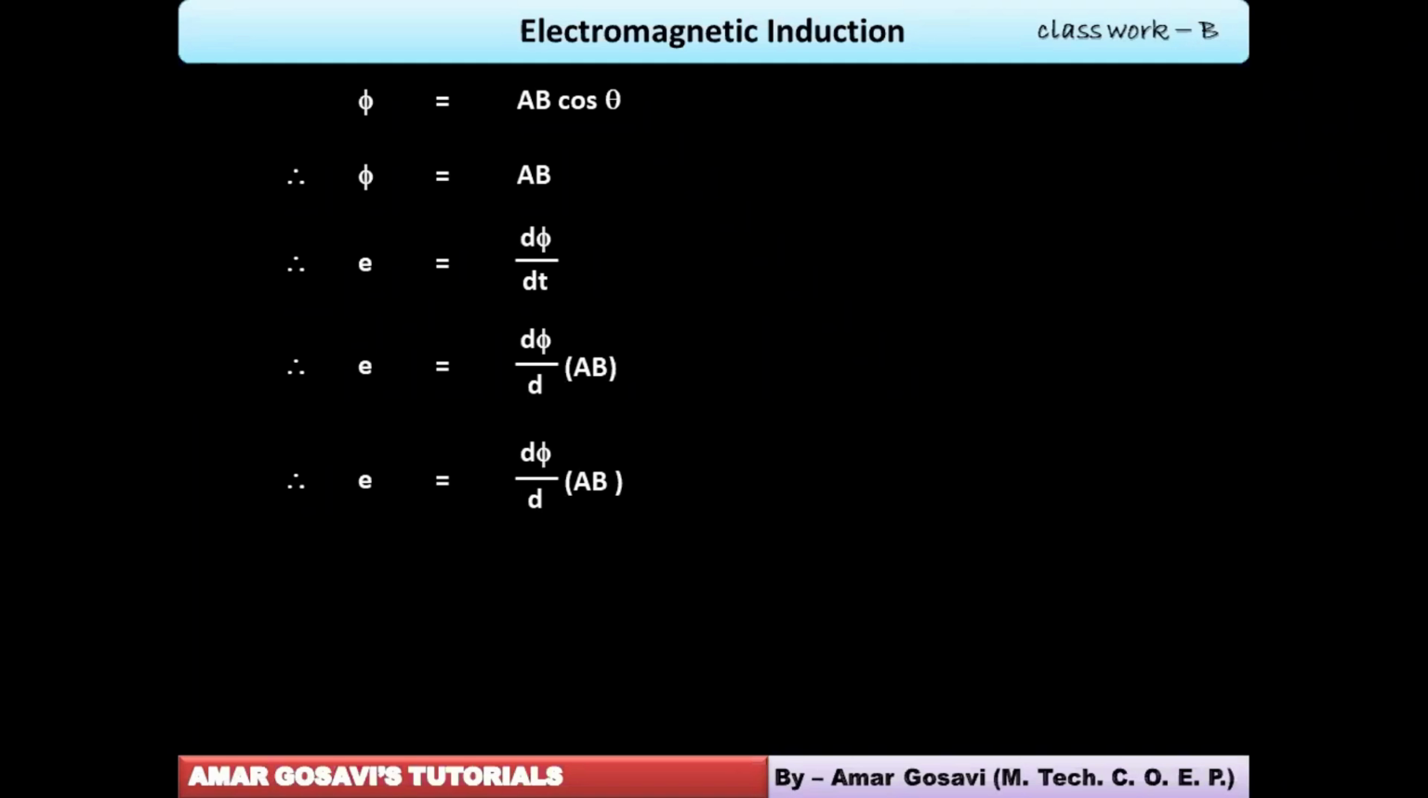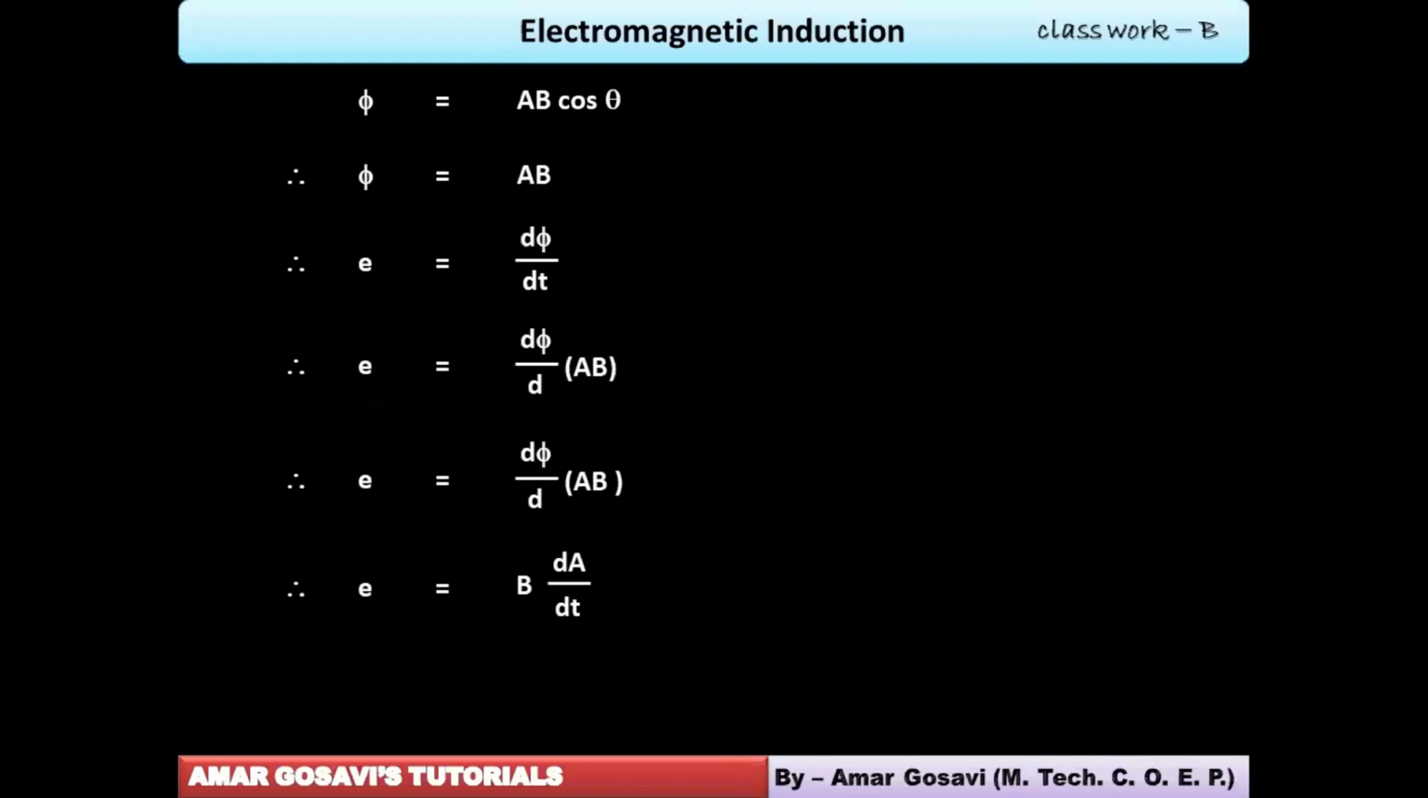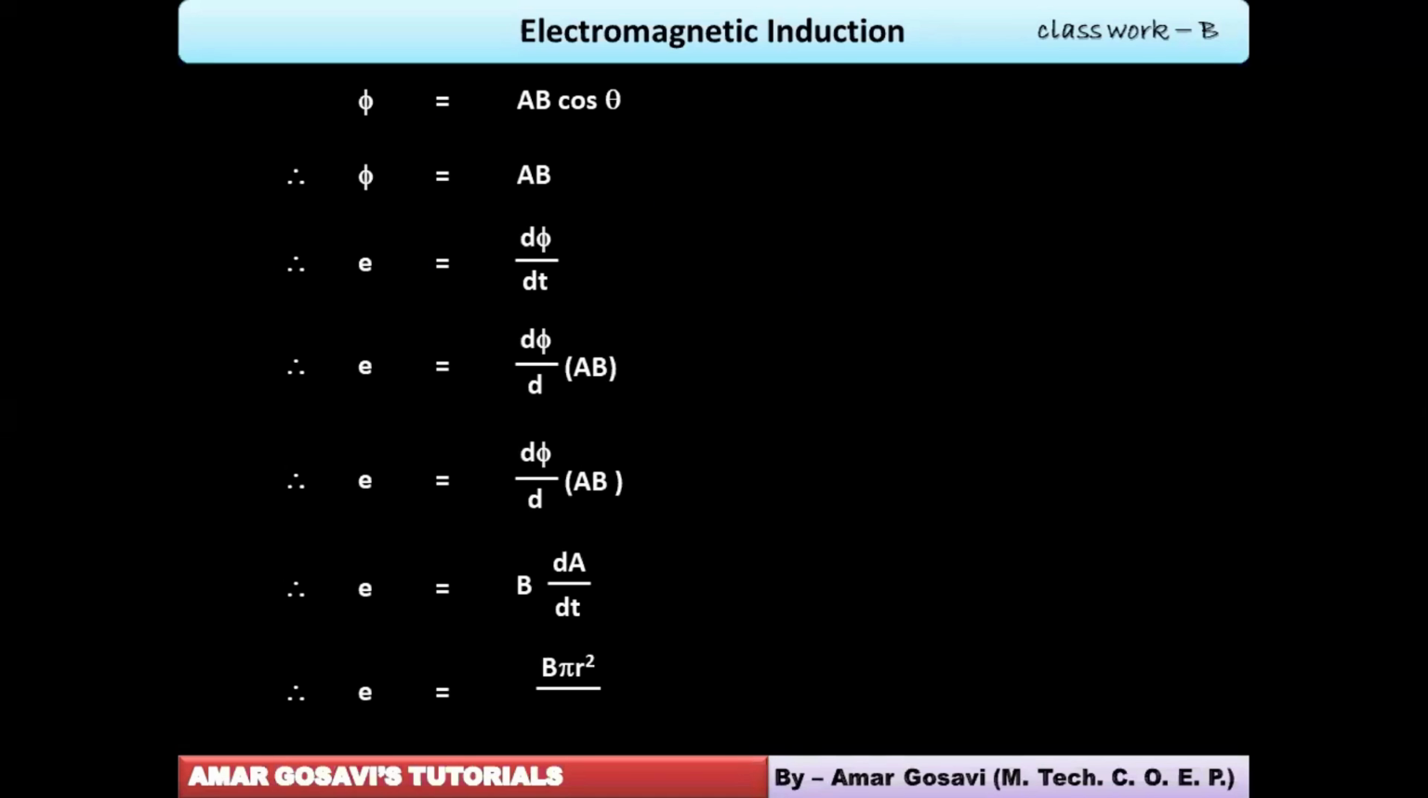So d by dt of AB can then be further written as dA by dt. B you take out, it's constant, it's not changing. What is changing is the area swept. So dA by dt is the rate at which the area is swept. So area you put as pi r square by t. 1 by t is known to us, 1 by t is the frequency. You know the magnetic induction, you know r. So you can substitute all these values and get the answer for E. Make a note of it.